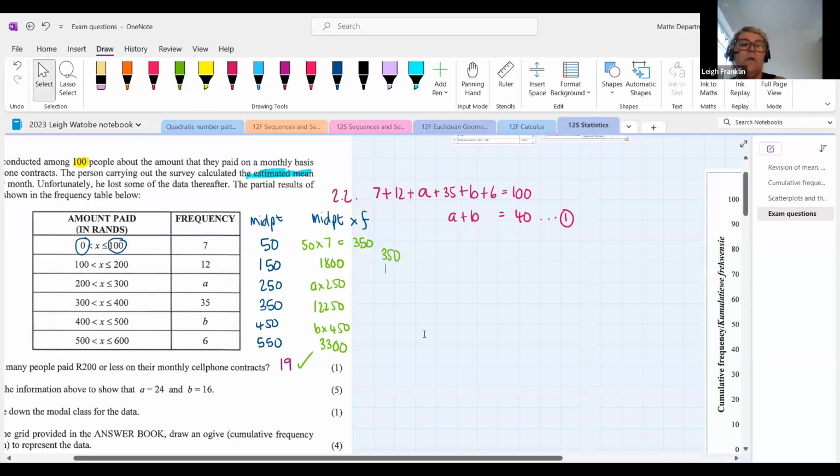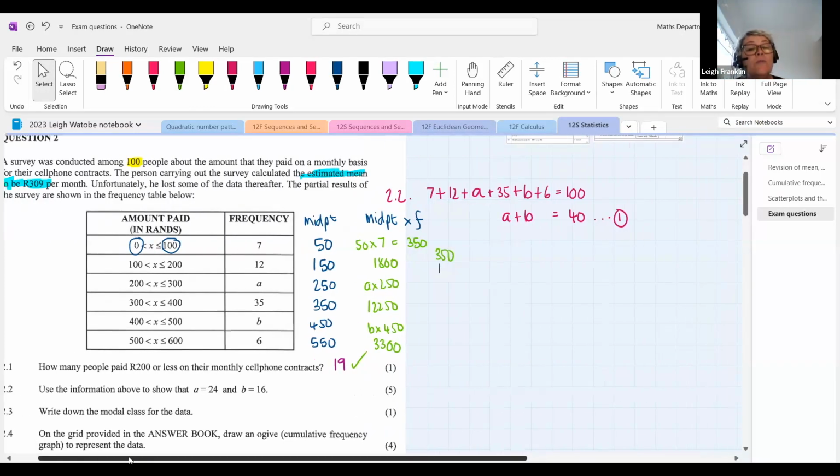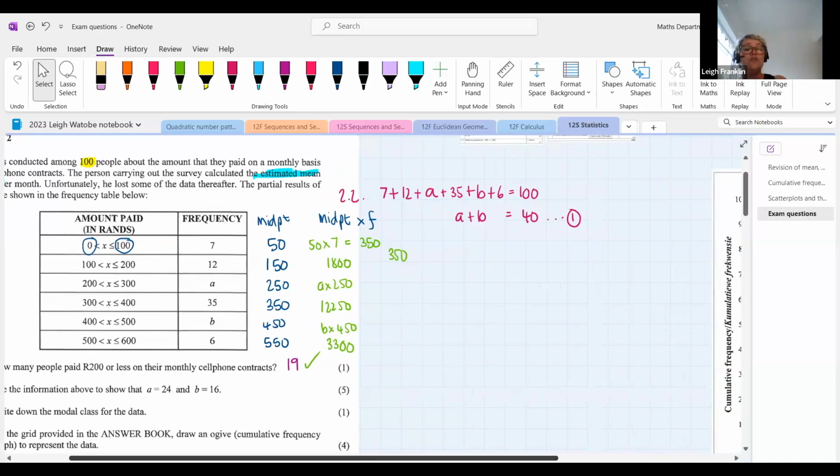How many people took part in the survey? 100. That's it. So you've got to divide it by 100, and then make it equal to 309, which is the estimated mean. Okay, so this is what we would do.